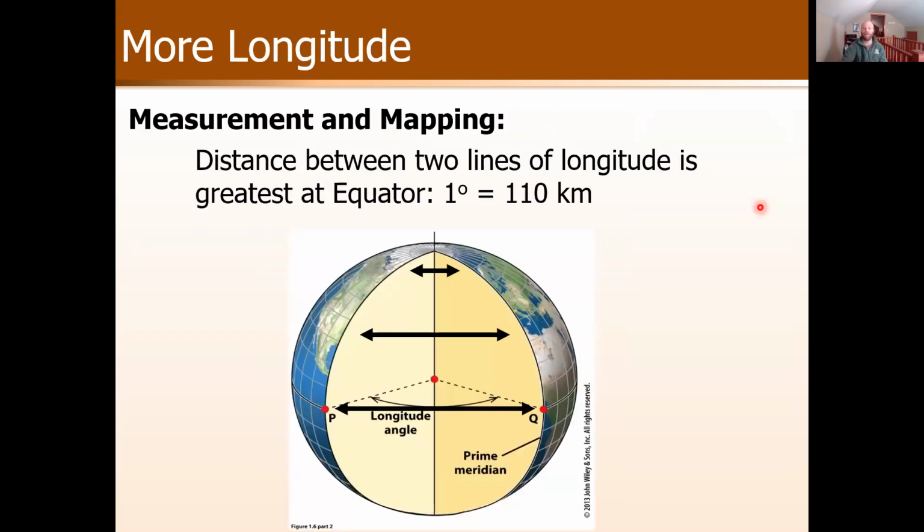All right, so a little bit more on longitude, some facts, if you will, the measurement and mapping. The greatest distance between a single degree, so 0 degrees and 1 degree east, on Earth's surface is right at the equator. So if you travel from 0 degrees to 1 degree east on the equator, it would be approximately equal to 110 kilometers, or very nearly equal here.